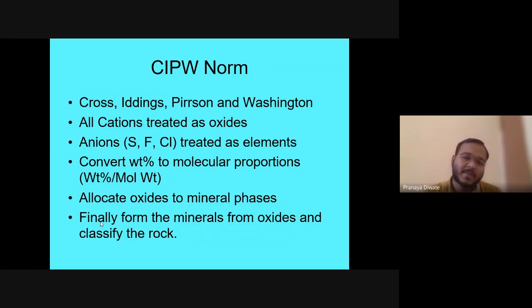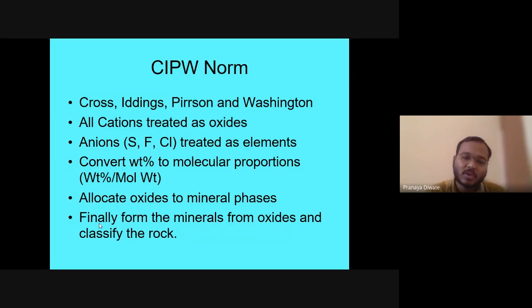So Cross, Iddings, Pearson, and Washington are what we can say is known as the CIPW norm. All cations are treated as an oxide here; anions such as sulfur and chlorine are treated as an element.